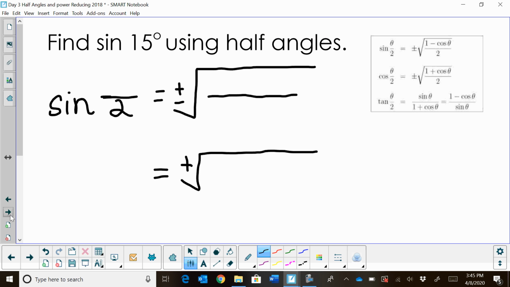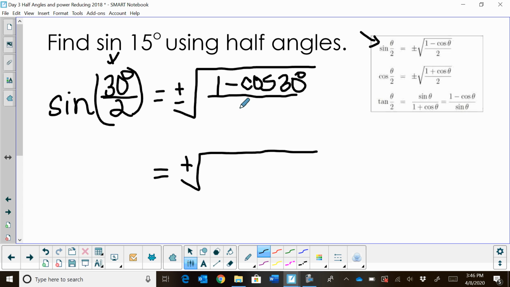Okay, so let's try a couple. Let's start with the sine of 15. Using half angles, we're going to rewrite the angle as 30 over 2, so we're using the angle 30 to evaluate. Here is our sine of a half angle. Sine of the half angle is equal to positive or negative the square root of 1 minus cosine of u, which is 30 degrees, all over 2.